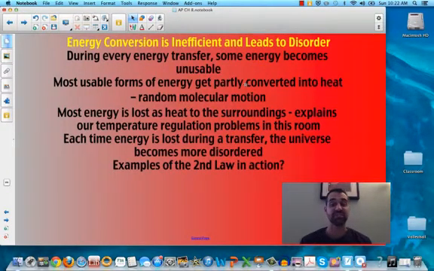It explains the temperature regulation that we see in the classroom. I've always opened the windows, it gets too hot, I'm trying to regulate. It also explains why we radiate out heat. The entire planet radiates out heat. Our atmosphere traps some of that heat, and it gives us our climate. Most usable forms of energy get partly converted into heat. This is random molecular motion. Each time energy is lost during a transfer, the universe becomes more disordered.